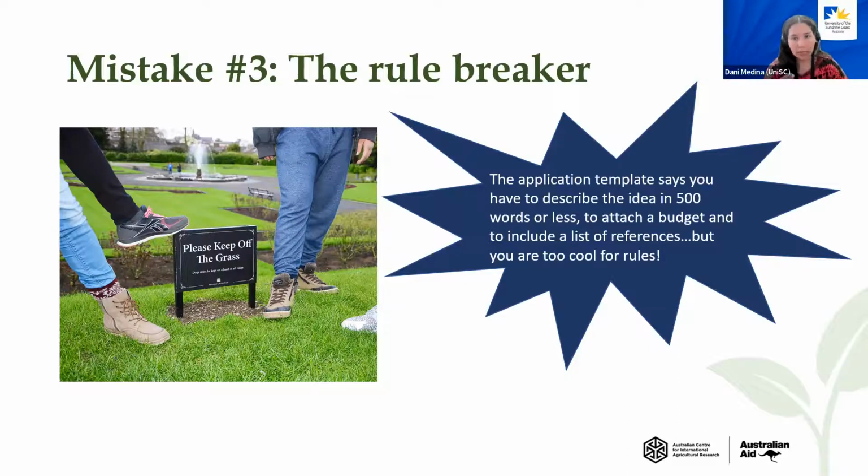This person wrote 10 pages of really awesome stuff, but they needed to do it in 300 words or less. So that's obviously going to annoy the reviewer, but it's also going to put you at a disadvantage, because as a reviewer, you're already thinking, well, if this person can't follow basic rules, how are they going to behave in their work and their research?